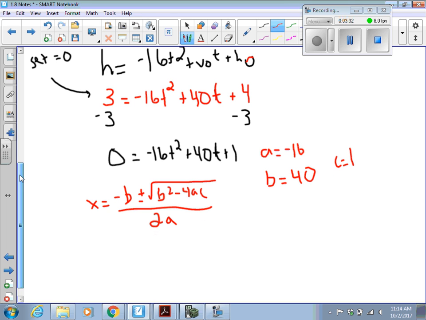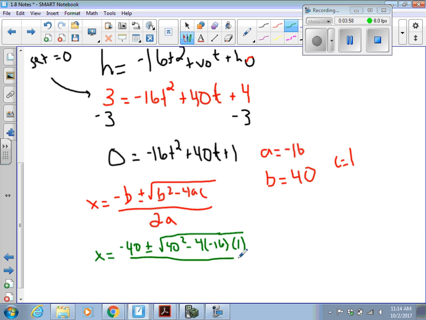So let's go ahead and plug these into our formula. We now have x equals negative 40 plus or minus the square root of 40 squared minus 4 times our a value, which is negative 16, and then times our c value, which is 1. And we put all of this over 2 times our a, which is 2 times negative 16.